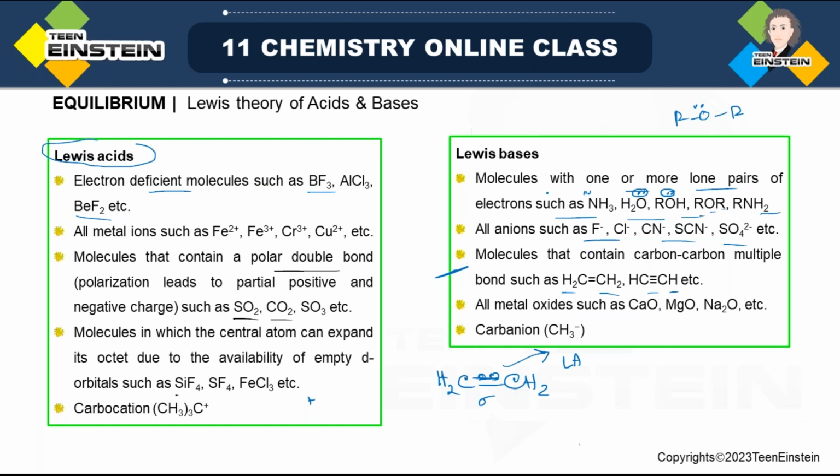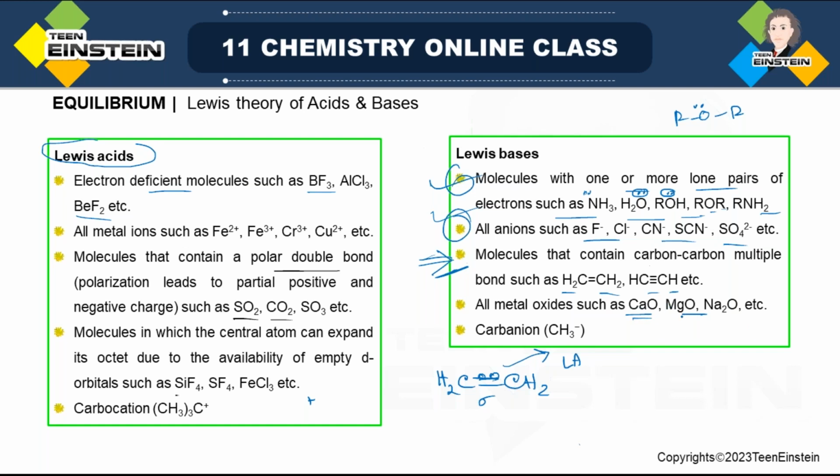It is true that compared to the first two examples, where an actual negative charge or lone pair is present and more available, this pi electron density is not so Lewis basic. But still it can behave as a Lewis base. Remember, compared to the first two examples, this third example is not so significant, but still there is a chance. Then all metal oxides such as CaO, MgO, Na2O can also behave like this.